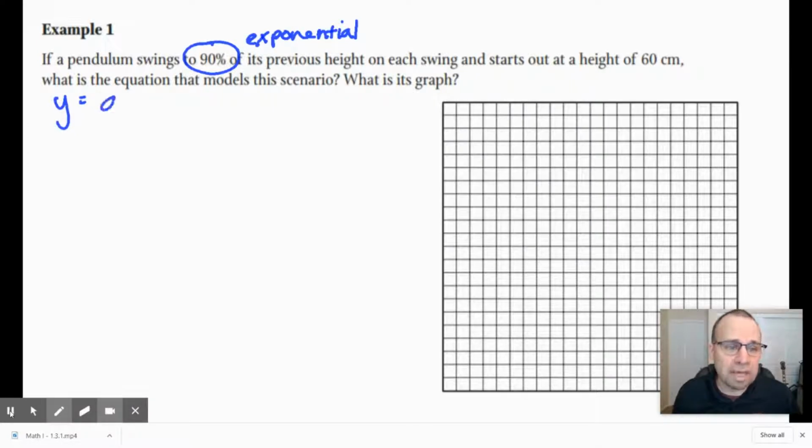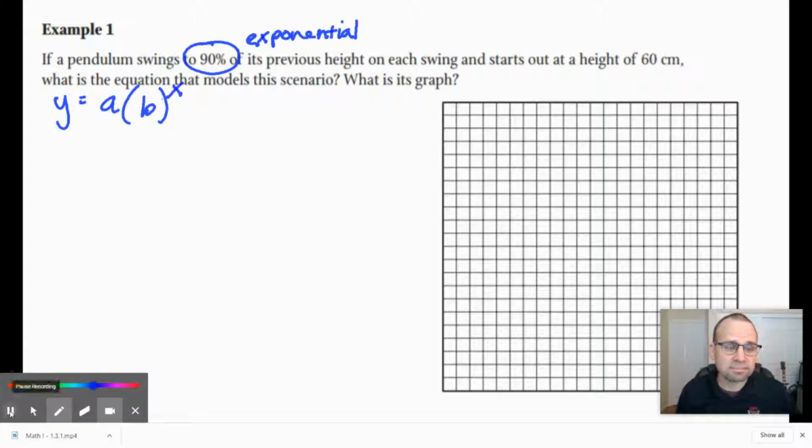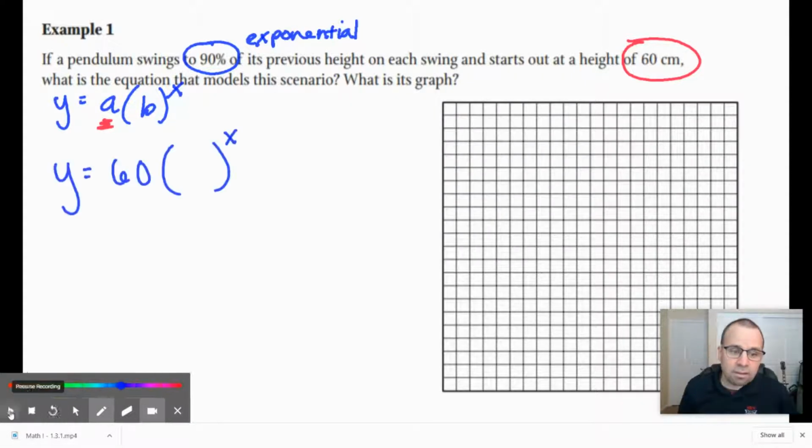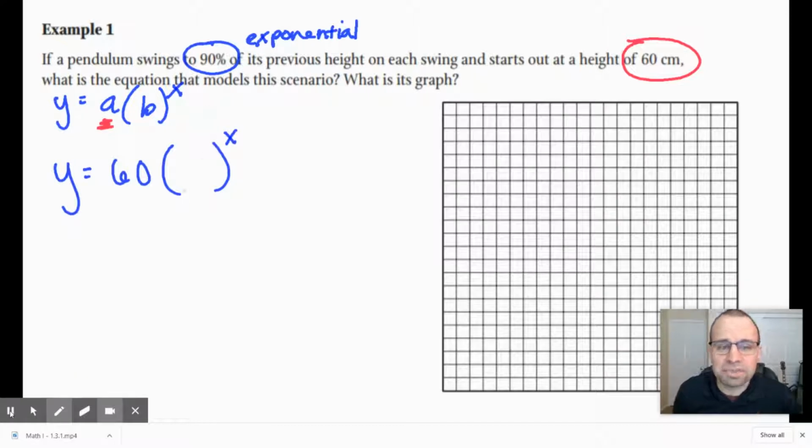Y equals A times B to the X. The starting height is 60 centimeters, so that's going to go in for my initial value of A. Now the 90%, because it's the actual rate and it's not a decrease of 90%, it's going to be 90% of the initial value. I don't need the 1.